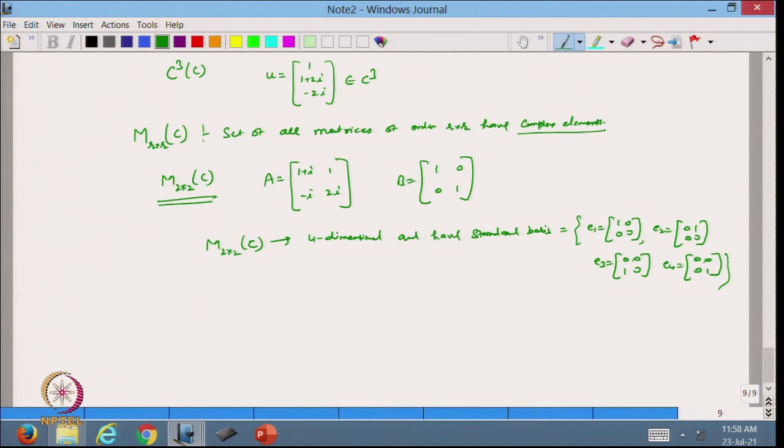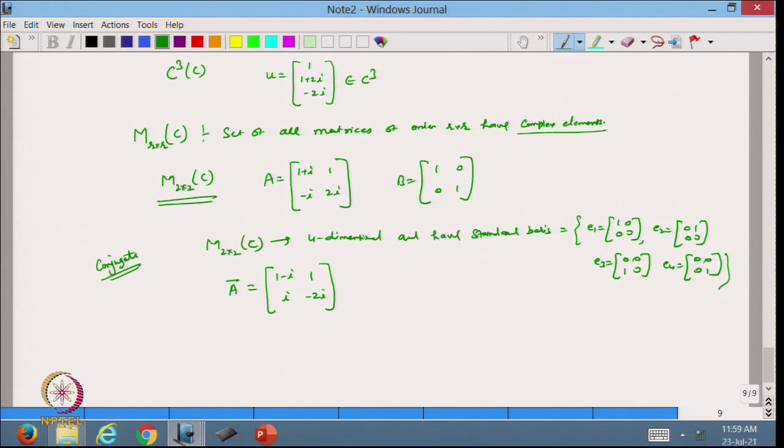Now, for the complex number I know that we can define the conjugate. So, the conjugate of A will be this one: 1 minus i, 1, i, minus 2i conjugated element by element. So, this is the conjugate. I have to take the conjugate of each element in the given matrix.